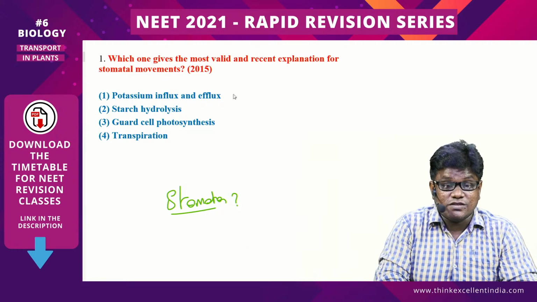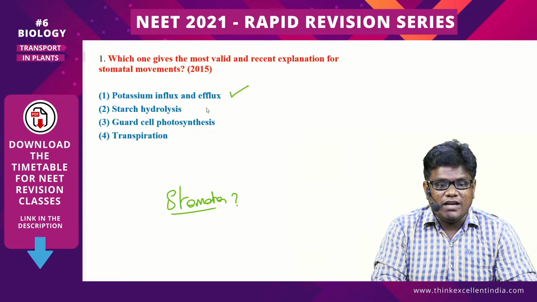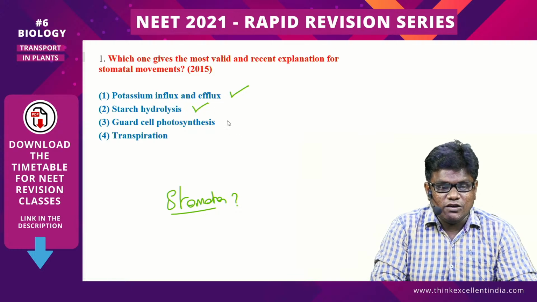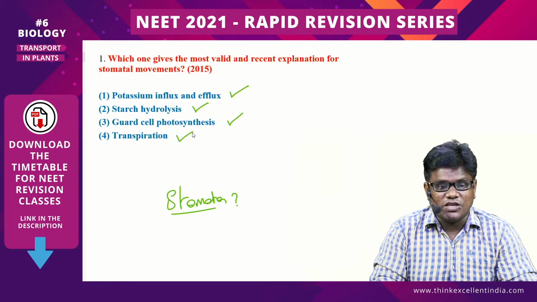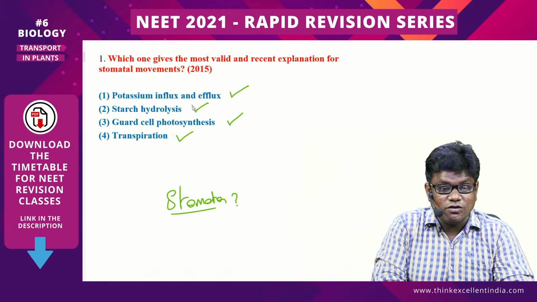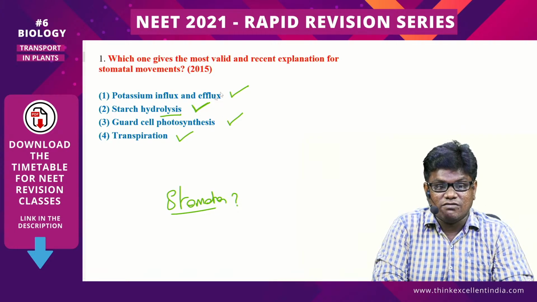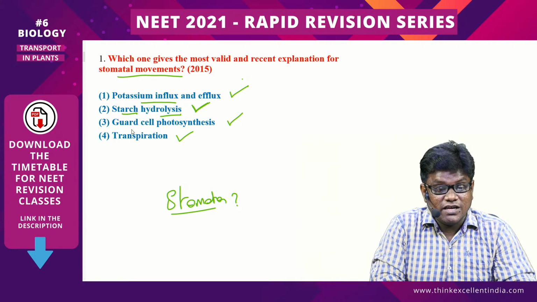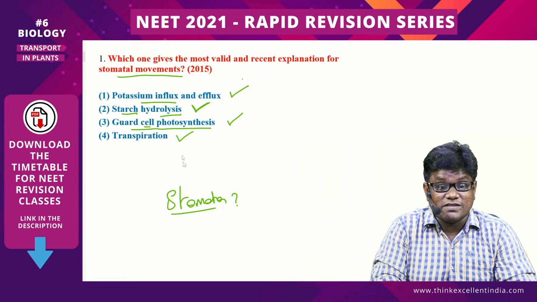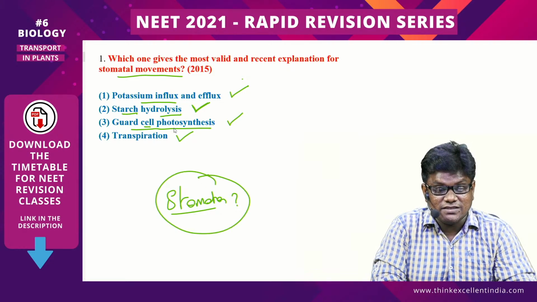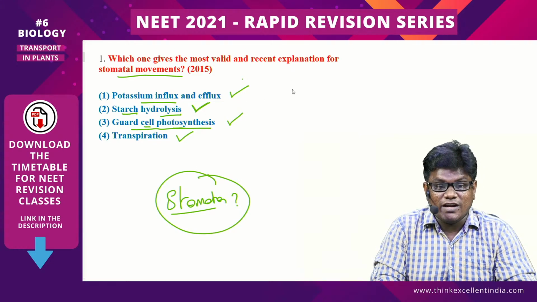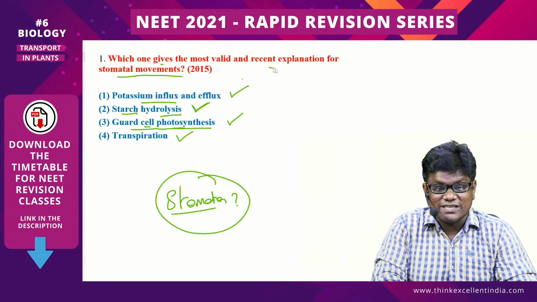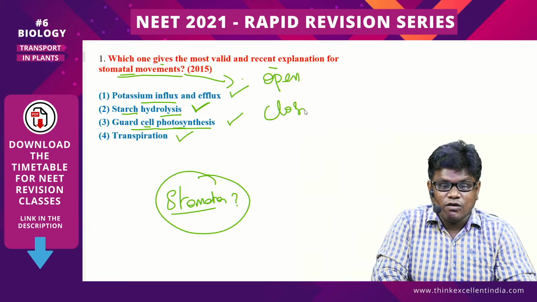And the first option, we are going to see potassium influx and efflux, starch hydrolysis process, guard cell photosynthesis and transpiration. So the starch hydrolysis process is never compared with stomatal movements, because the starch present inside a plant cell is a reserved food material. Here, guard cell photosynthesis: the guard cells are present inside the stomatal cells, where photosynthesis also takes place. So that will not help as the explanation for stomatal movement. What is meant by stomatal movement? It's nothing but the opening and closing process.